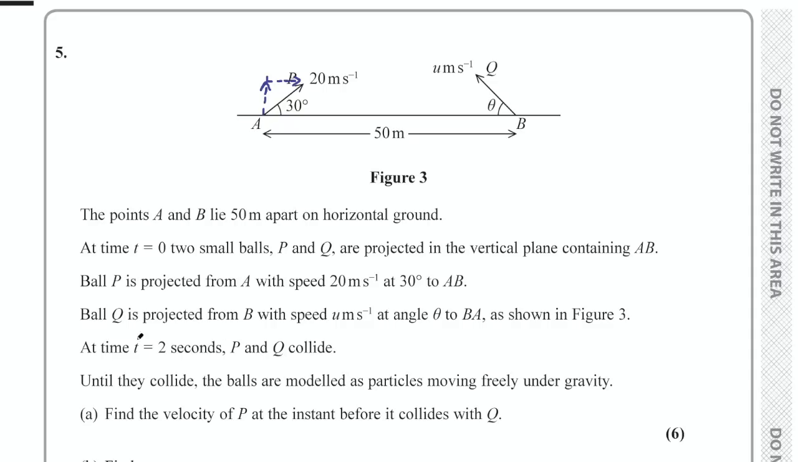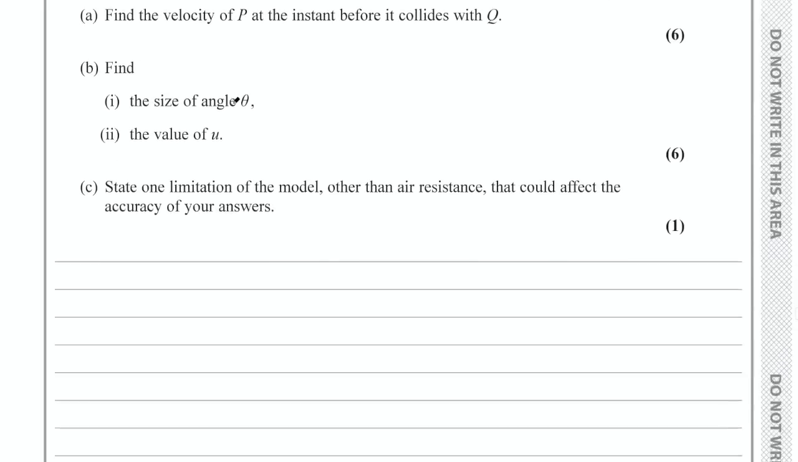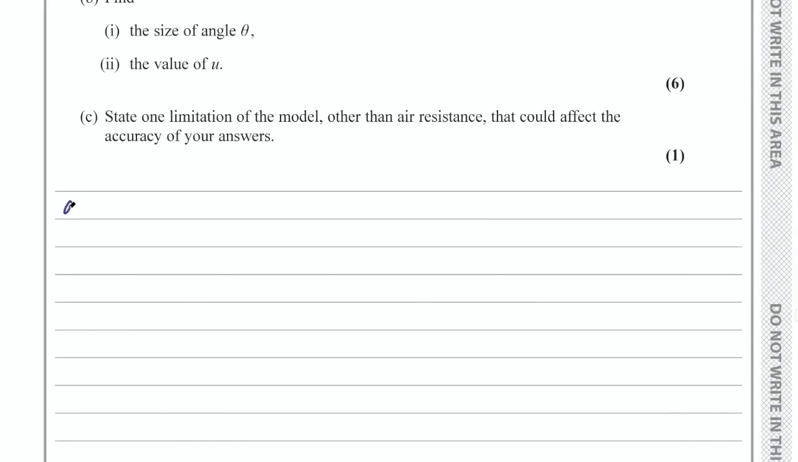And because they tell us how long it takes for them to collide, we can figure out how much that vertical component changes, because the acceleration due to gravity is always constant. So let's go ahead and have a go at answering this using that approach. Firstly, let's find the horizontal component of the velocity.